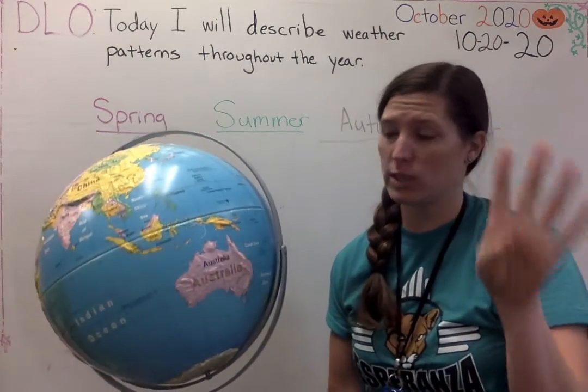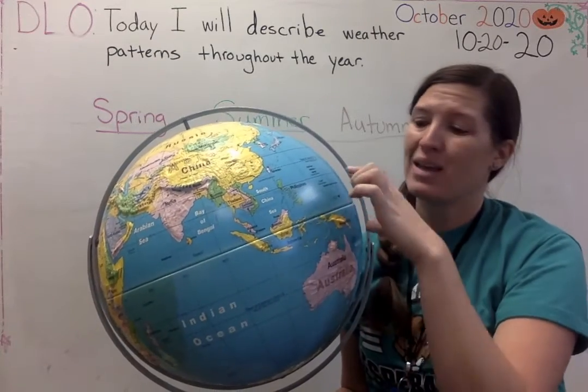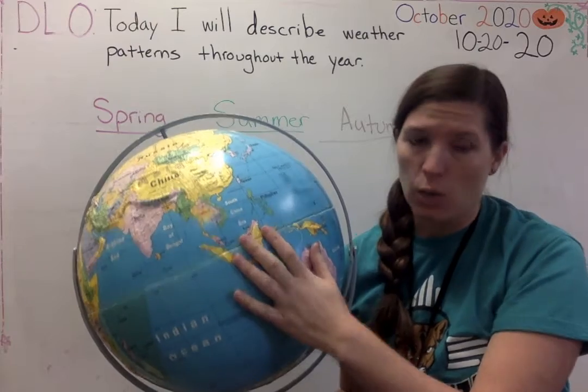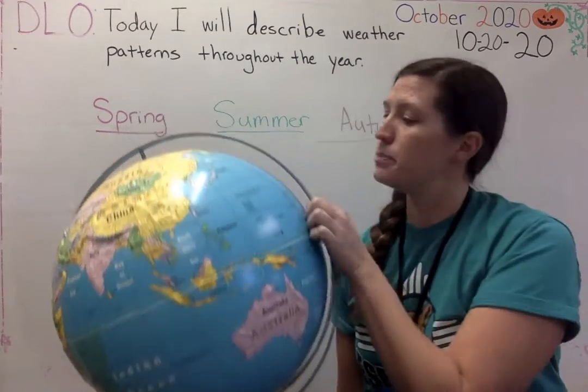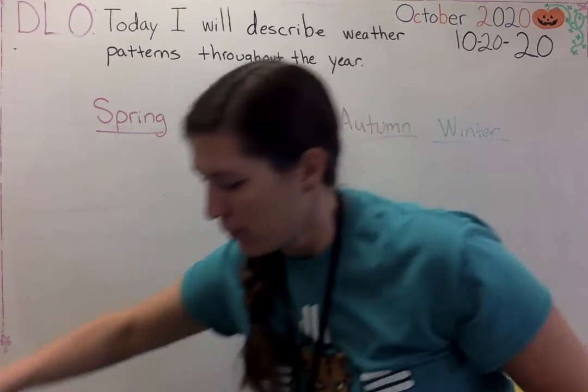We have 4 seasons. Right in the middle of Earth, this line here is called the equator. It is sunny, and they have days that are just about equal night and equal day. But we have 4 seasons because the Earth is tilted.